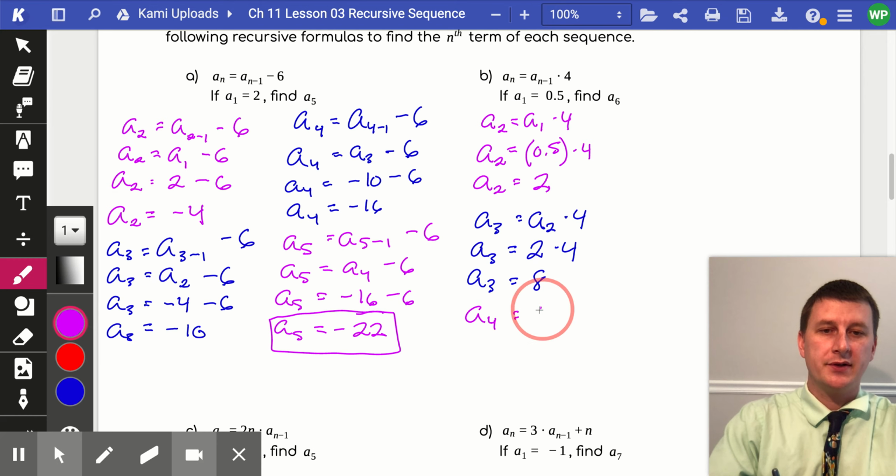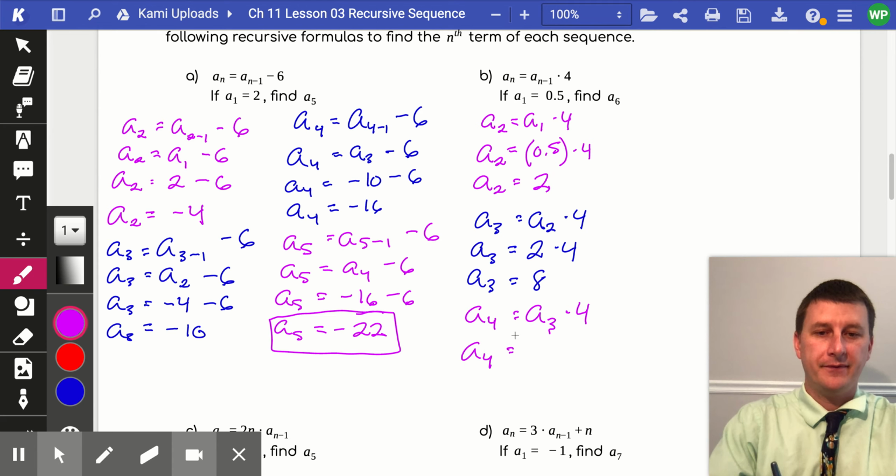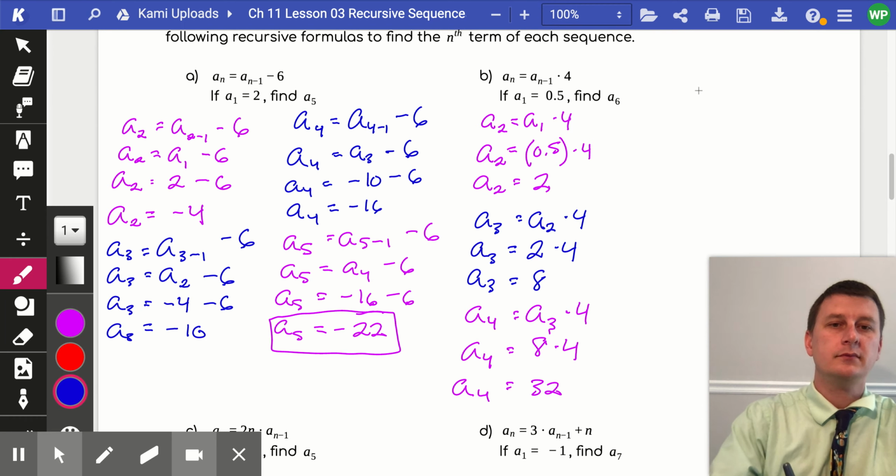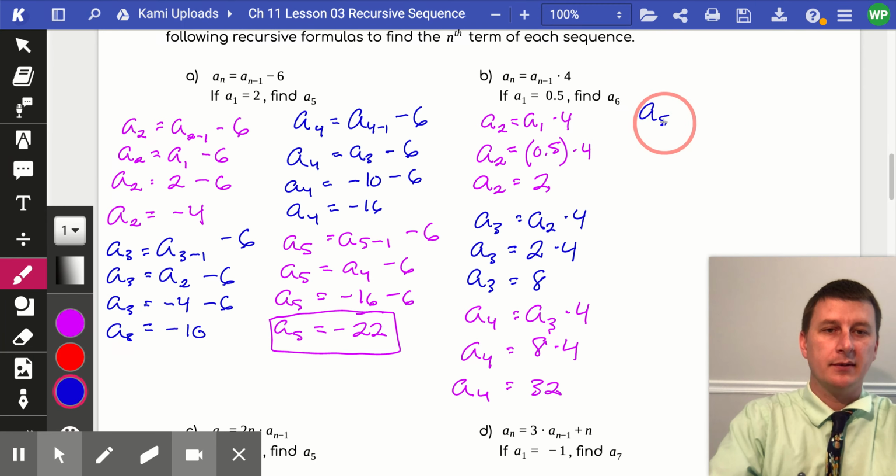We're going to go and move on to our fourth term. And to get our fourth term, we're going to do a sub 4 minus 1, which would be a sub 3, and multiply that by 4. So our fourth term is going to be 8 times 4. And we know that 8 times 4 is 32. Almost there.